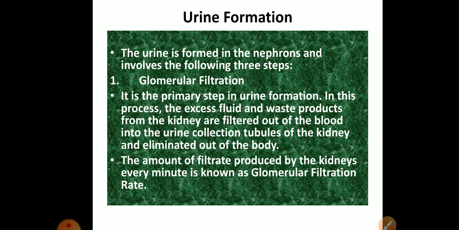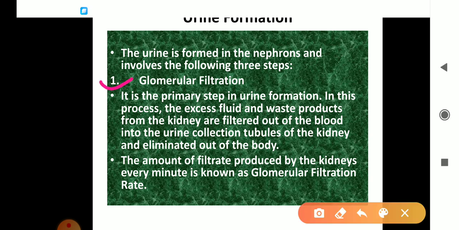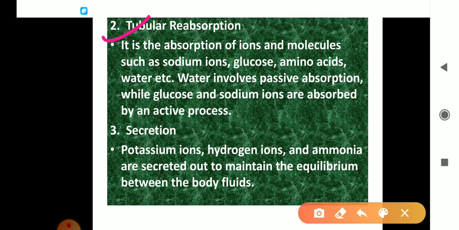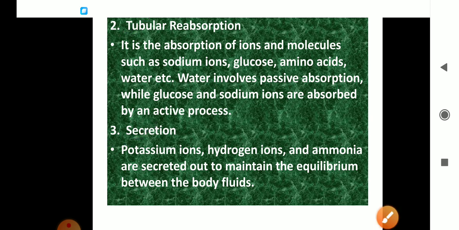Useful substances like glucose, amino acids, and excess water are reabsorbed by the tubule and then enter into the blood supply. Then we can say there are three steps of urine formation. The first is glomerular filtration, which takes place in the Bowman capsule. Second is tubular reabsorption, which takes place in the renal tubule. And third is secretion. Right? Now see one by one.